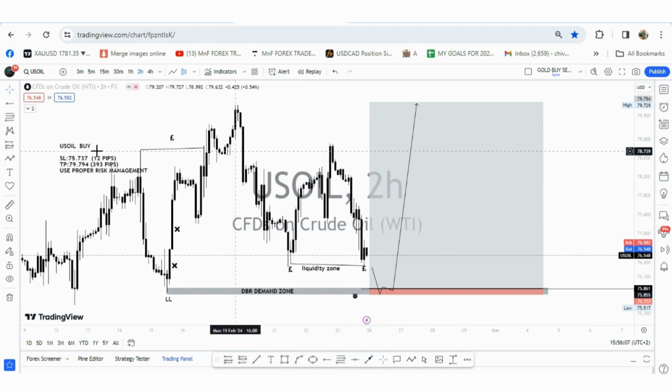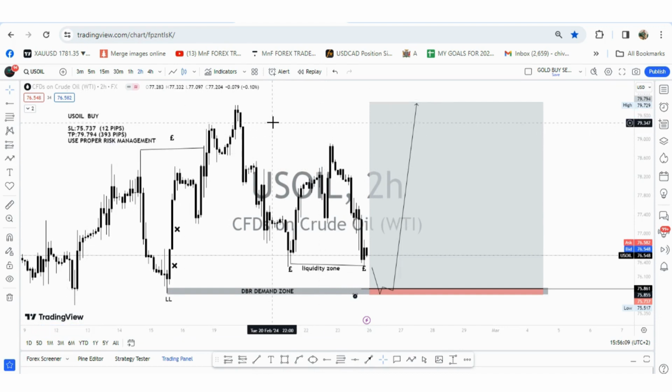So this is how it is, guys. This is a beautiful forecast from start to finish on USO of about 1 to 31 risk reward ratio, 12 pips stop loss, and 393 pips target.